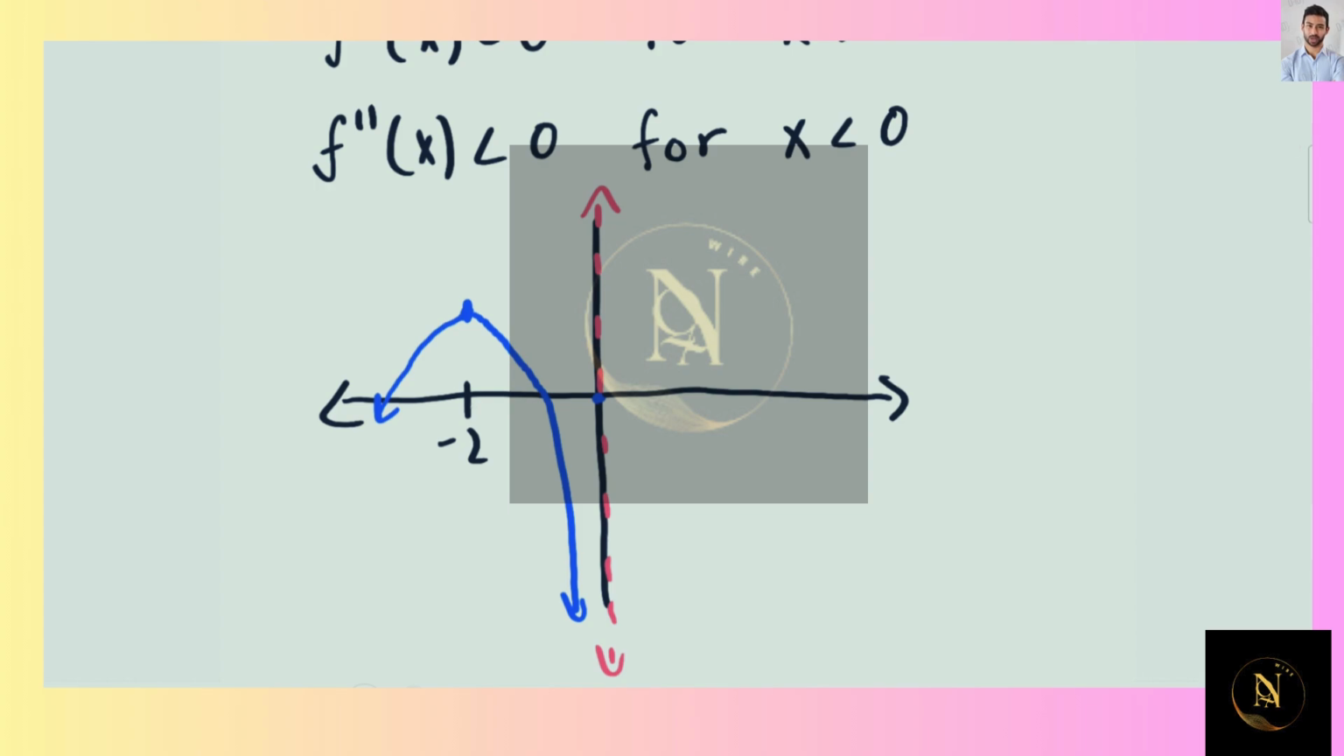So the important thing to remember is that we're increasing until x is equal to -2, and then we start decreasing. And since we have this vertical asymptote, we're never going to go past 0, and we have to be always concave down, which we are.